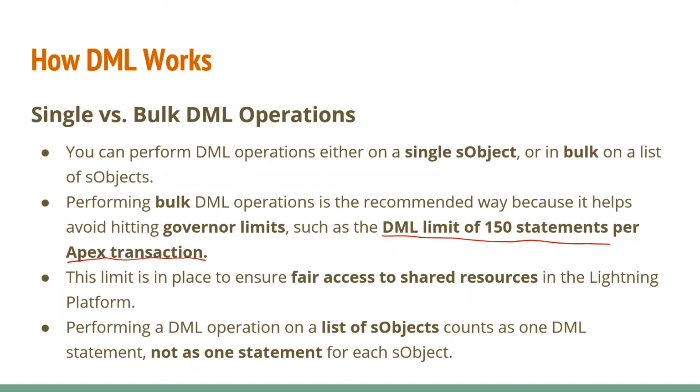As we all know, it's a shared cloud, so it's shared resources which we are using. So every instance is bound to some governor limit, so everyone can use it. There is no monopoly for that. Every organization wants to use that particular shared resource. Performing a DML operation on a list of sObjects counts as one DML statement, not as one statement for each object.